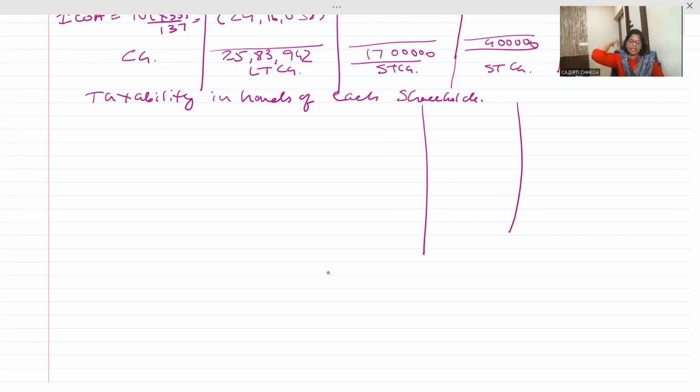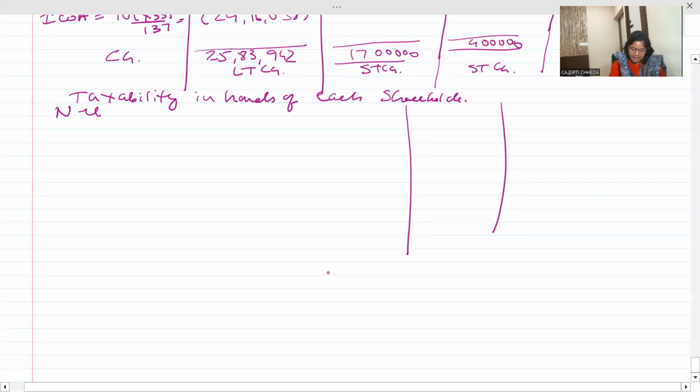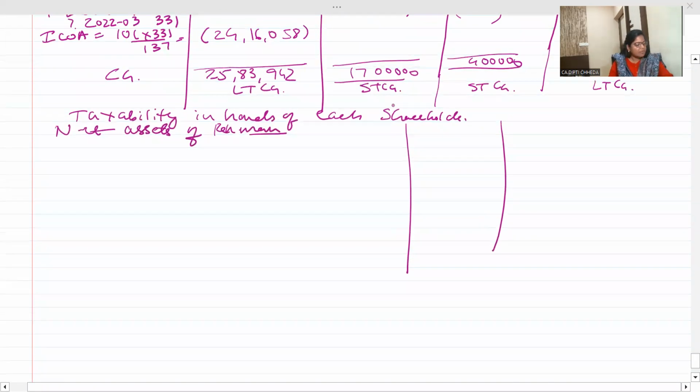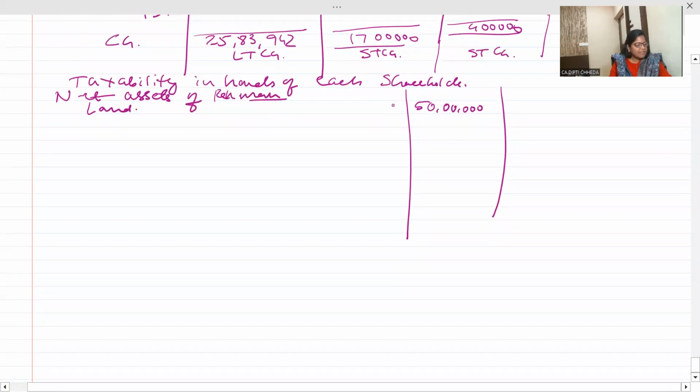For taxability in the hands of the shareholders, how much each shareholder has got the worth? We have to calculate first the net assets. Net assets of Rahman Private Company. Let us take it up. First one, land. Land which is taken over is 50 lakhs. Next is building.